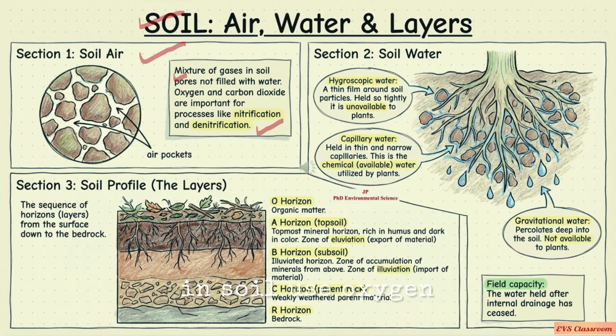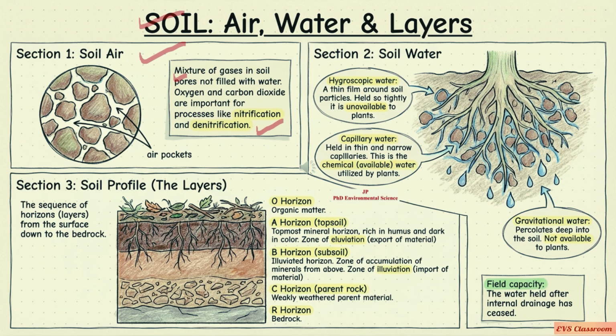Microorganisms in soil use oxygen and carbon dioxide, and nitrification is the conversion of ammonia to nitrates, which needs oxygen. Denitrification is the conversion of nitrates to nitrogen gas, which occurs in low oxygen. So if soil is waterlogged, there would be no oxygen and it will lead to suffocation of roots.